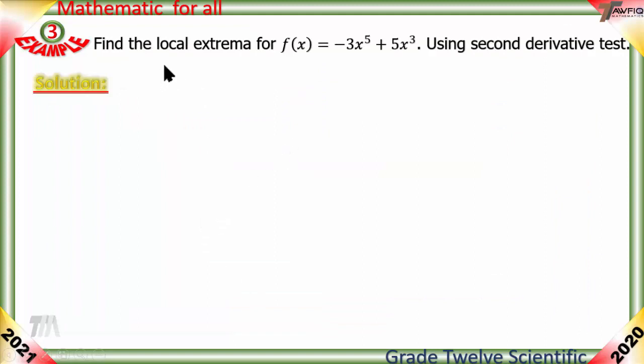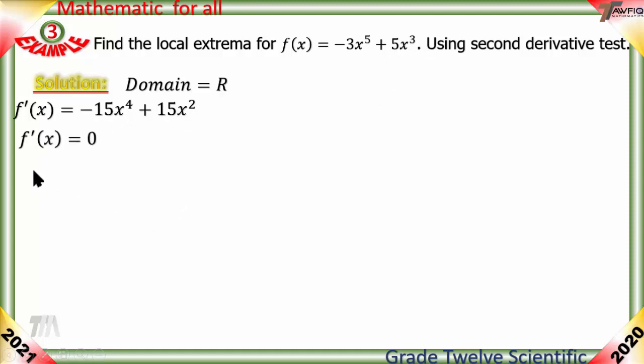Example: find the local extrema for f(x) = -3x^5 + 5x^3 using the second derivative test. First of all, the domain of this function is all real numbers because it is a polynomial function. And the first derivative is 5 times -3, which is -15x^4, plus 3 times 5, which is 15x^2.